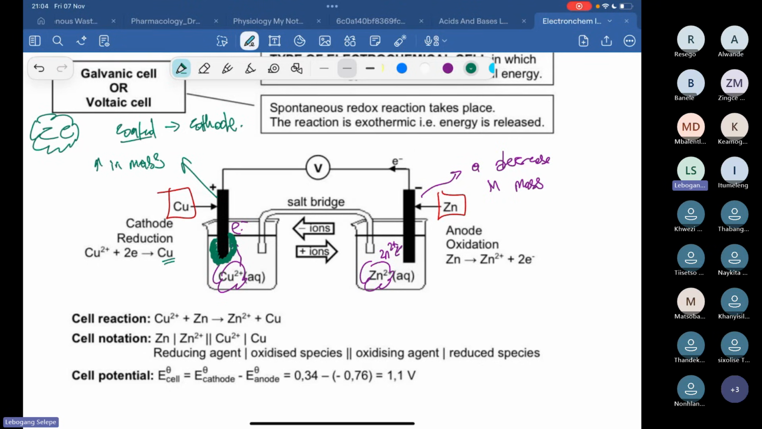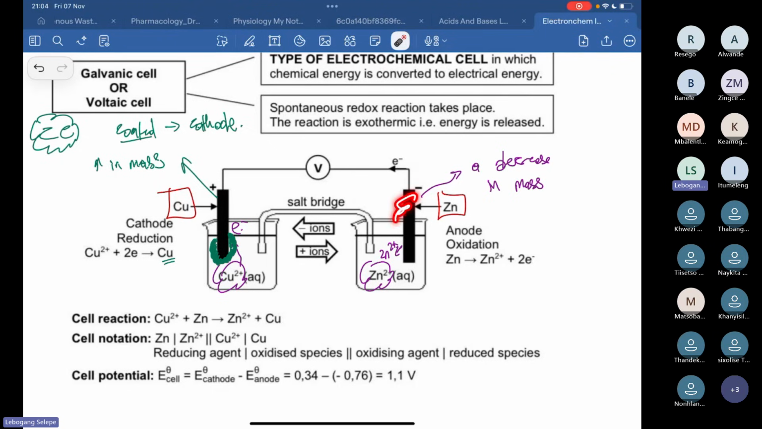So now this reaction would obviously continue taking place. This mass would keep on decreasing. This one would keep on increasing, right? Like that. But you'd notice that the neutrality of our solutions would change, right? Remember, we start with neutral solutions, neutral electrolytes.